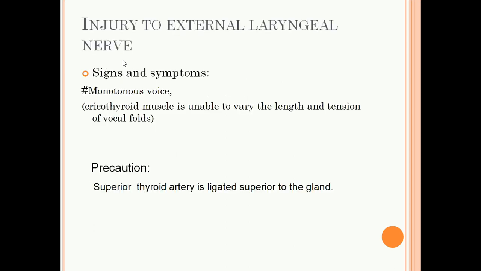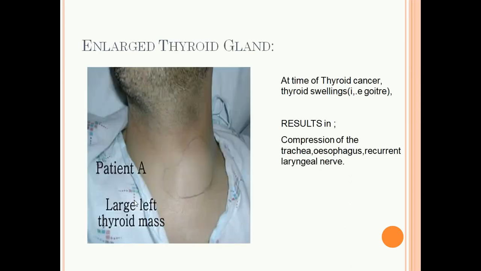Injury to the external laryngeal nerve causes a monotonous voice, as the cricothyroid muscle is unable to vary the length and tension of the vocal cords, which leads to a difference in the voice, and needs investigation to rule out whether the thyroid gland is involved. The precaution to be taken is that the superior thyroid artery and inferior thyroid artery need to be ligated before we go in for a partial or complete thyroidectomy.